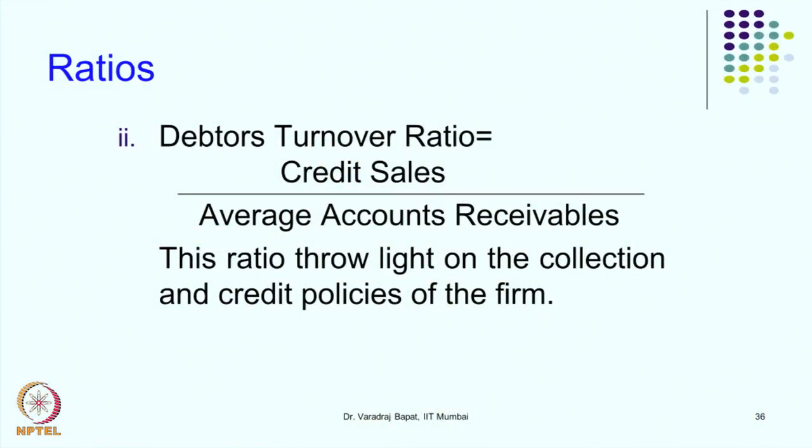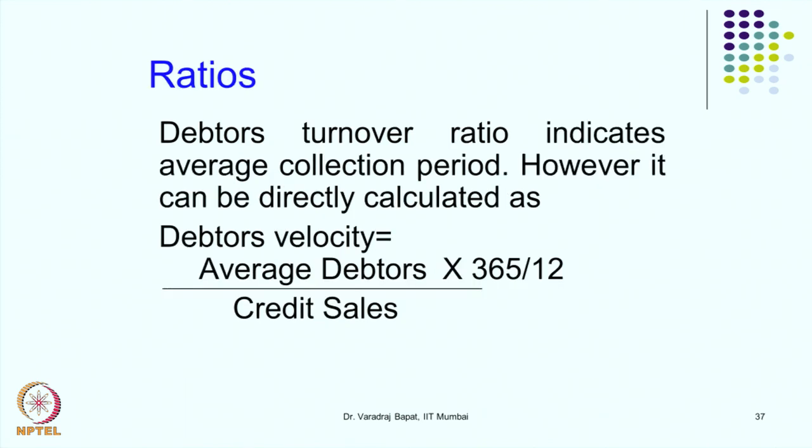Now the same ratio can be calculated for debtors. For debtors, what will be the formula? It is sales upon debtors or accounts receivables. But since accounts receivables are only applicable to credit sales, we can improvise it by taking the numerator as credit sales and dividing it by average accounts receivable. Same as the ratio for stock, we can convert it in terms of number of days. That is also known as debtors velocity. So instead of having debtors turnover in number of times, it is better understood if we go for number of days.